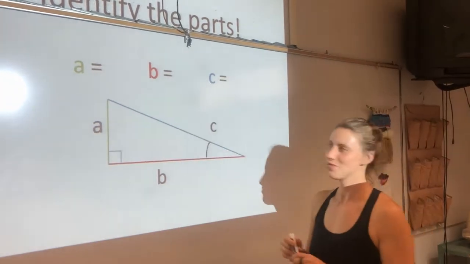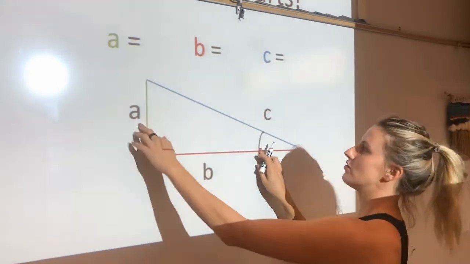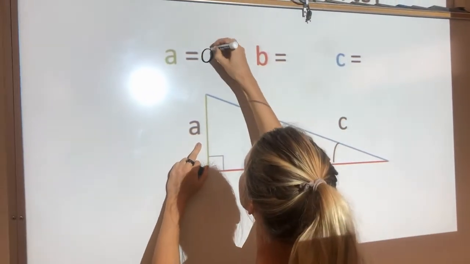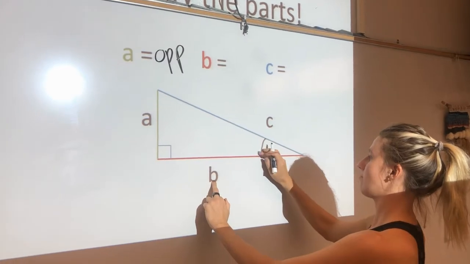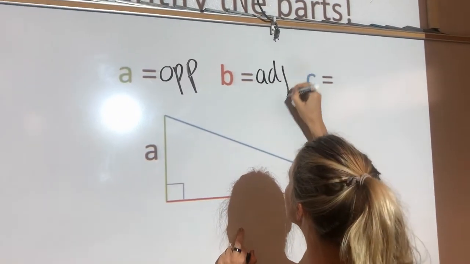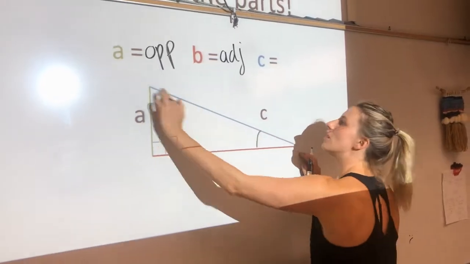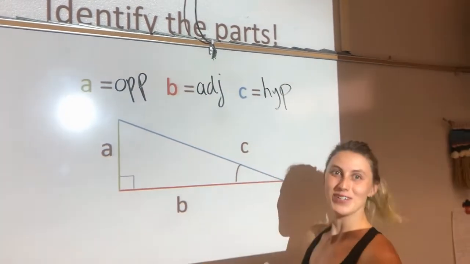And now this is what you should have. So this is the angle that we are given. So this is going to be the opposite. This is right touching the angle that we're given. So that's going to be the adjacent. And then this is the longest side. So that is going to be my hypotenuse.